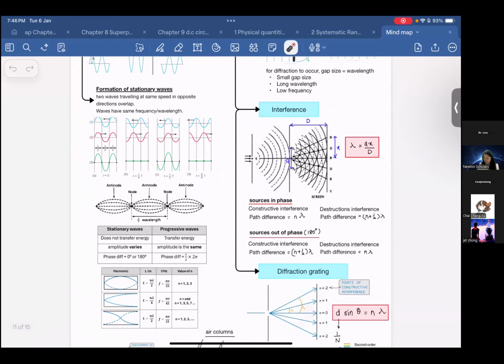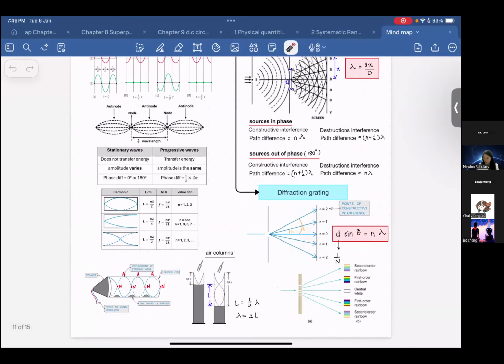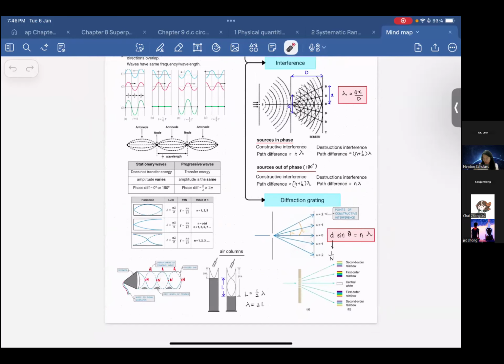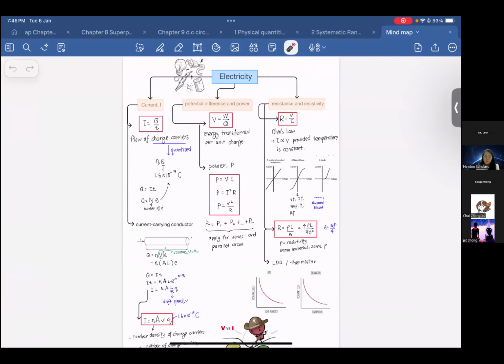In Form 5, we learn about this. But if you graduated from IGCSE, this is a new thing for you. We never learned about this. Then diffraction grating is a new thing for both of us, no matter if you are from SPM or from IGCSE. Okay, this is chapter 9.